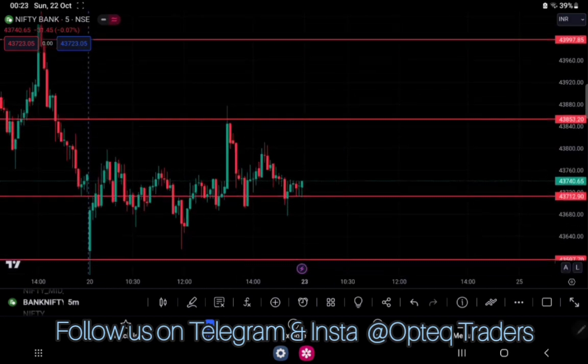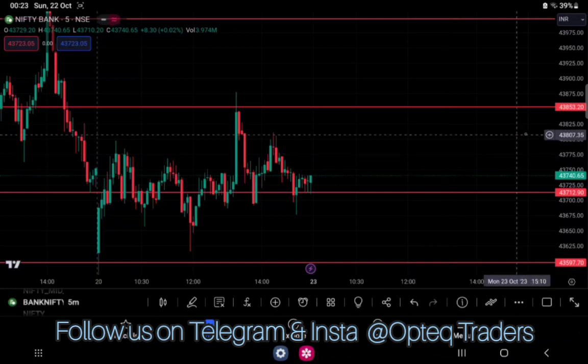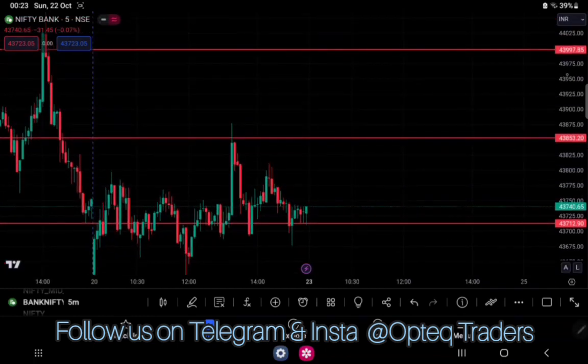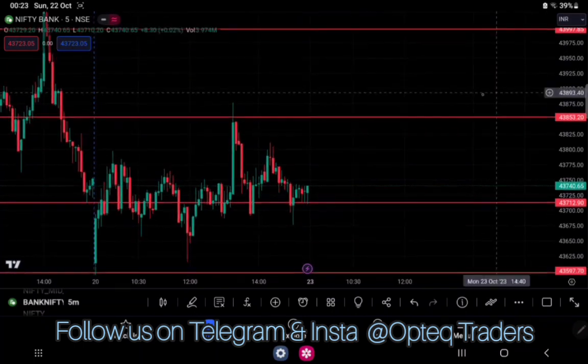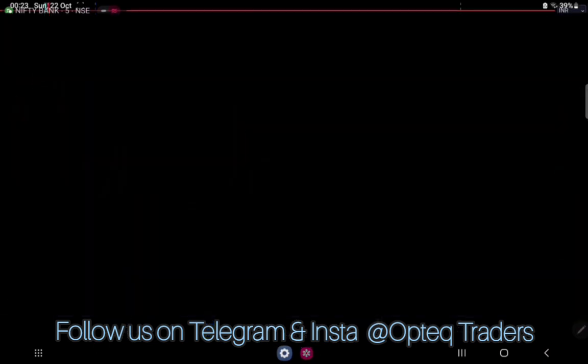So starting with Bank Nifty, in my previous video, we had clearly mentioned the levels as 43,700, 43,850 and 44,000. And then in a free Telegram channel, we had mentioned our trade plan. And this is the screenshot for it.